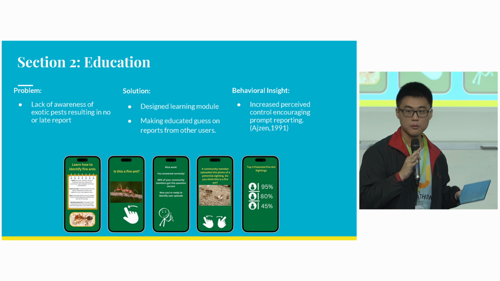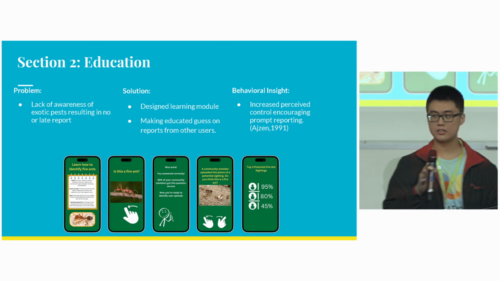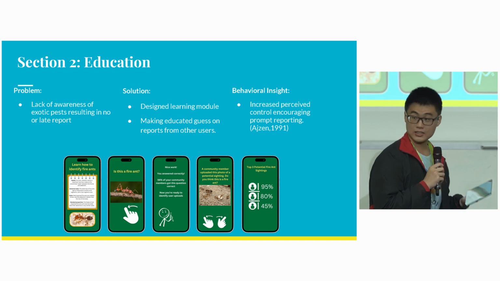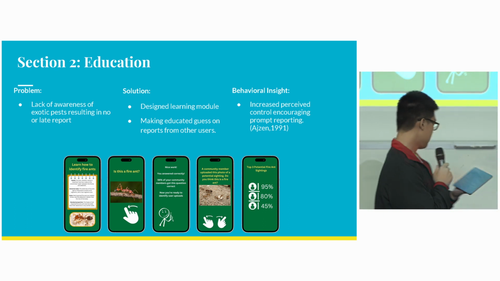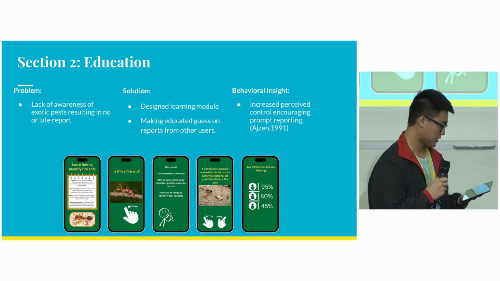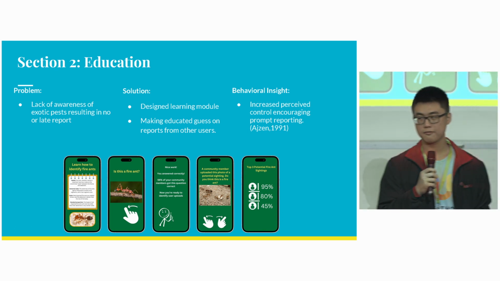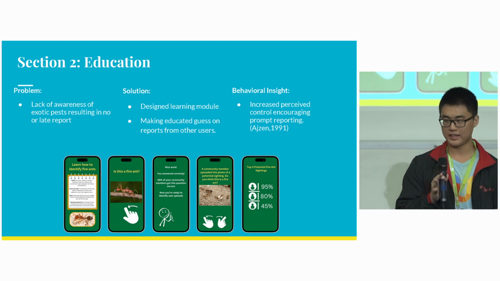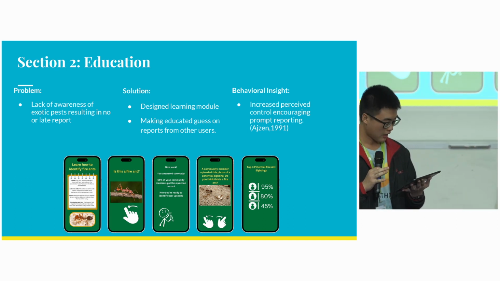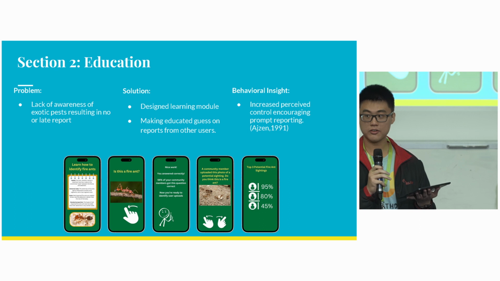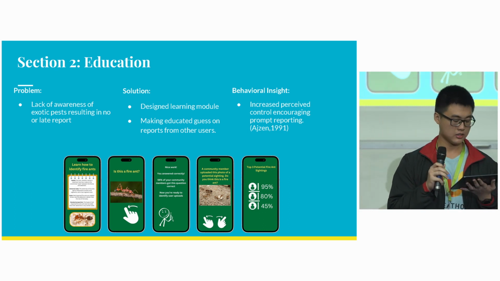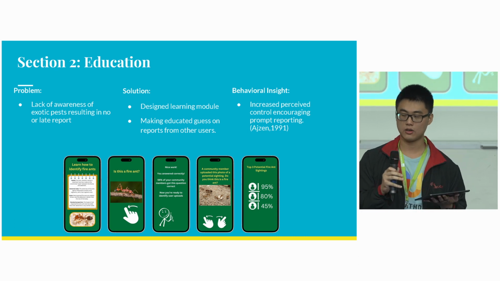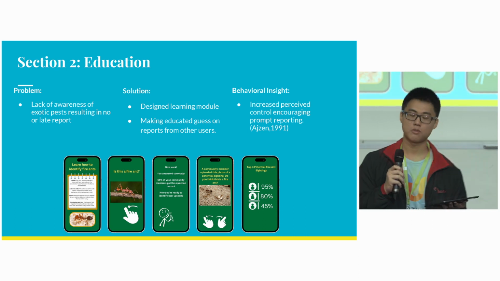So this can give both theoretical and also practical training in actually detecting a pest. So what's the behavior insight here? Well, in the theory of planned behavior, perceived cost is one of the deterministic factors in motivation of one taking a particular action. So, by education, we increase the user's perceived ability and actual ability to detect a pest, and that can also encourage prompt reporting.